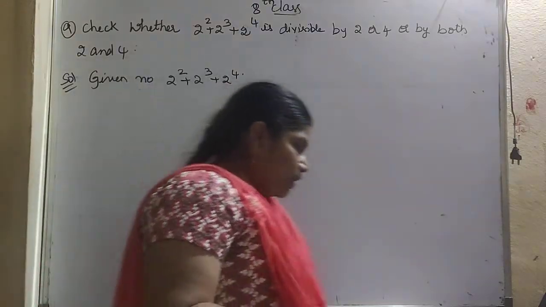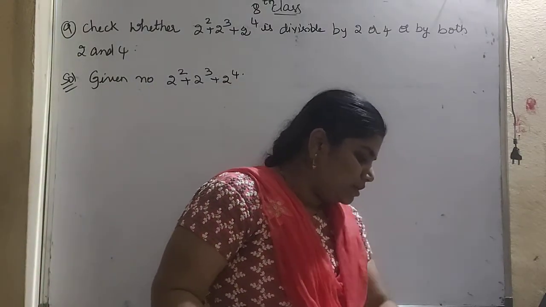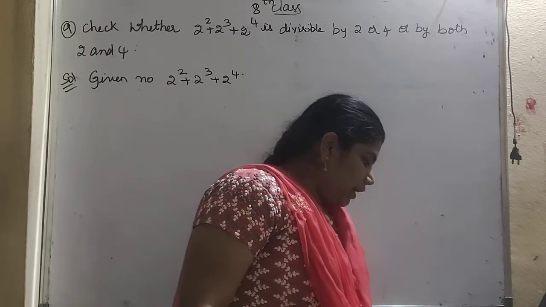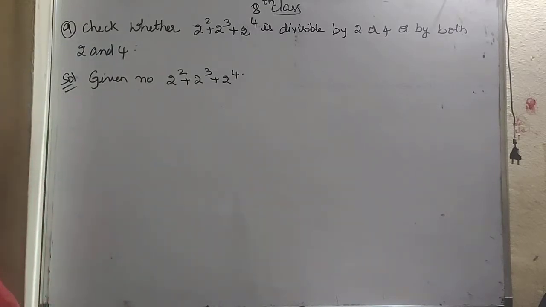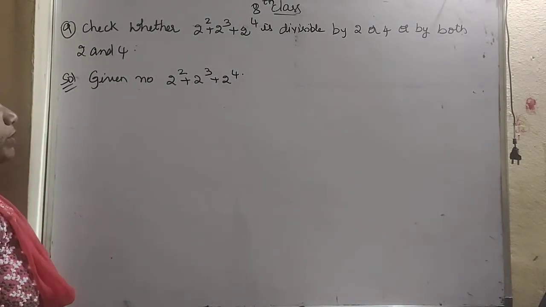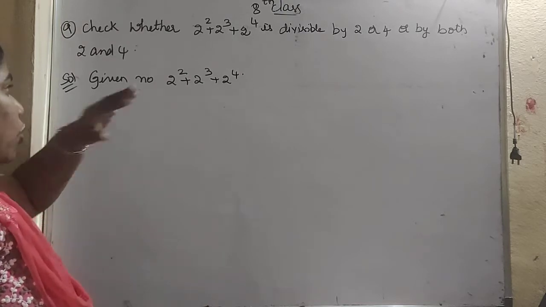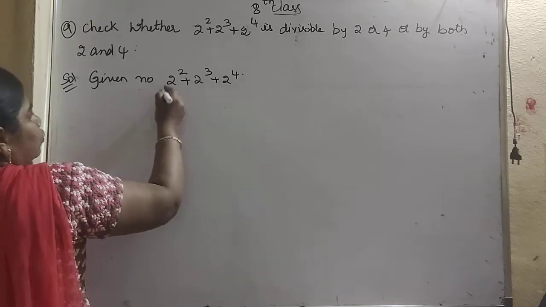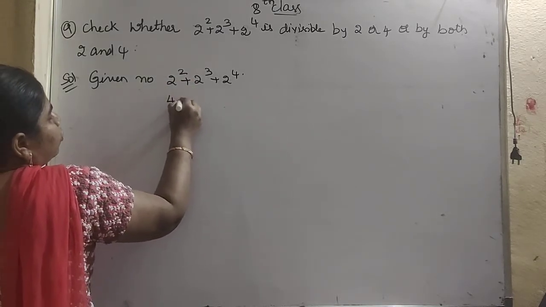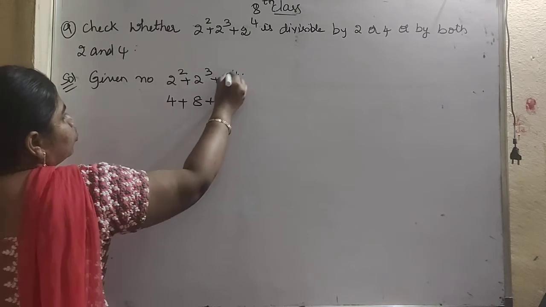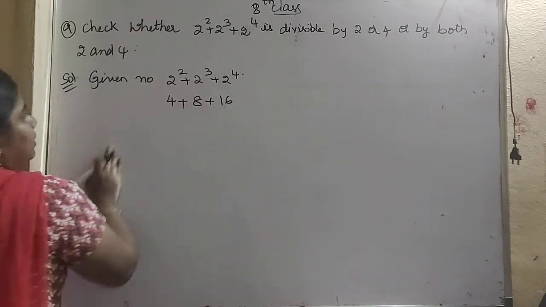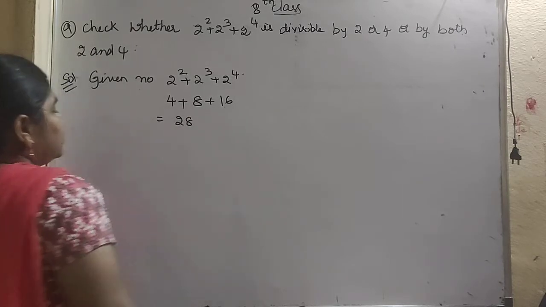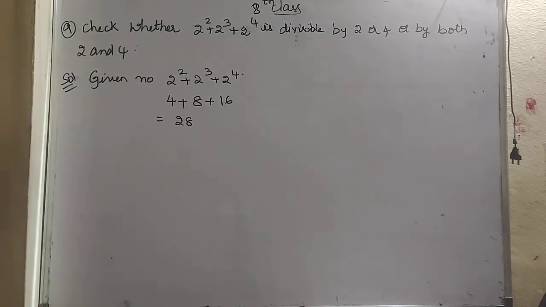So 2 power 2 is nothing but we have to multiply 2 how many times? We have to multiply 2 two times, and 2 power 3 is we have to multiply 2 three times, and 2 power 4 means we have to multiply 2 four times. So after doing addition, we have to check whether it is divisible by 2 and 4. So 2 power 2 is nothing but 4, 2 power 3 is 8, 2 power 4 is 16. So if you add this, 16 plus 4 is 20, 20 plus 8 is 28. So whether this 28 is divisible by 2 and 4, we have to check.